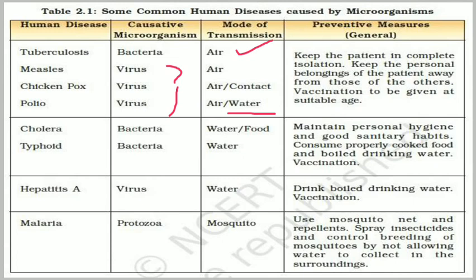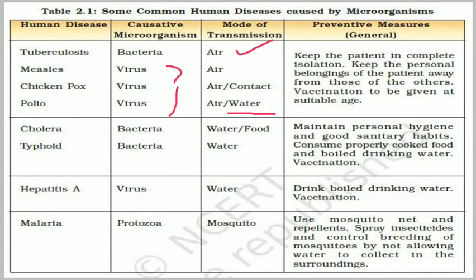So what are the preventive measures that one person can take? We can keep the patient in complete isolation, as well as keep the personal belongings of the patient away from those of others. And vaccination must be given to the person at the suitable age. You are already familiar with the term vaccination, isn't it? In the previous video we had completed it.